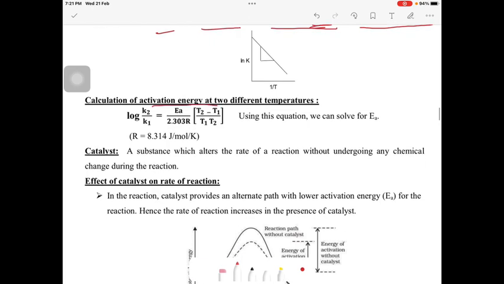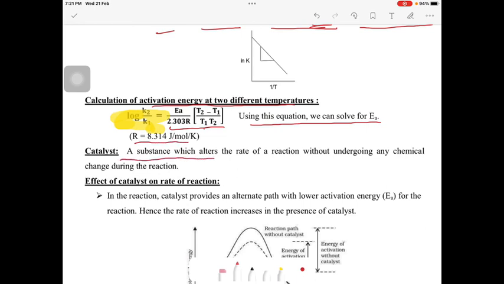Calculation of activation energy at two different temperatures. Formula: log(k2/k1) = Ea/2.303R × (T2 - T1)/(T1 T2). Using this equation we can solve for Ea. R is equal to 8.314.